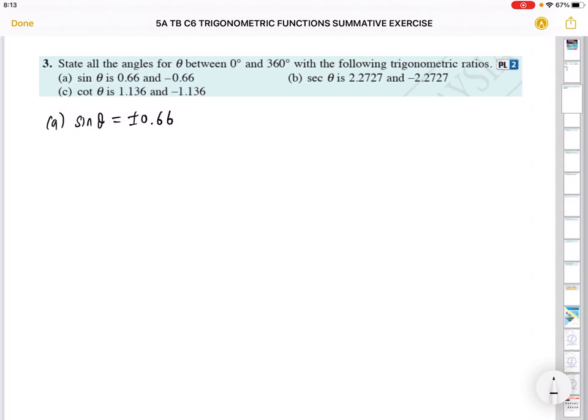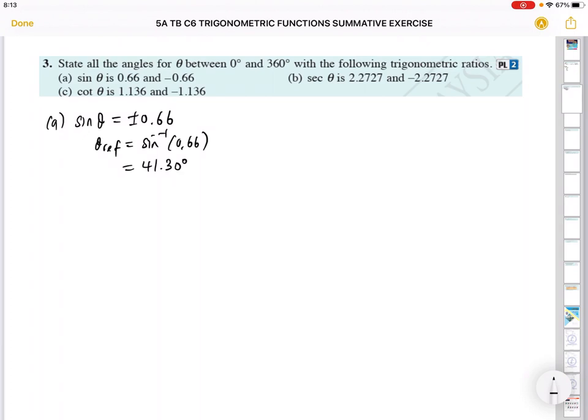Okay, so the first thing is you need to use your calculator. So I hope you already know how to find reference angle. In fact, you've learned this in your normal maths. Okay, and this is a summative exercise. So I already assume that you already have some basics in the previous part of the chapter that you learn all this. Shift sine 0.66, you will get your reference angle 41.30.